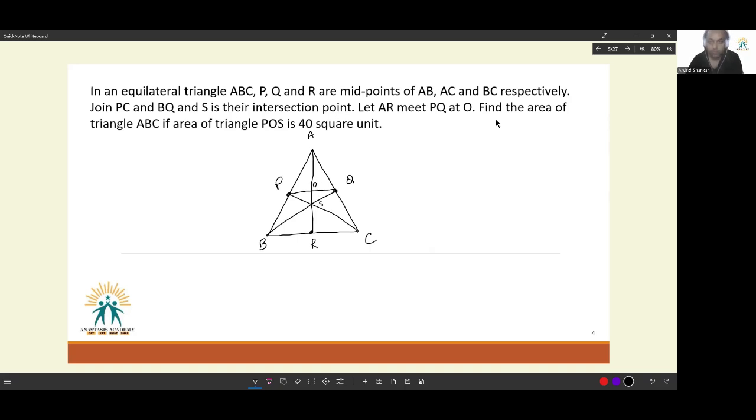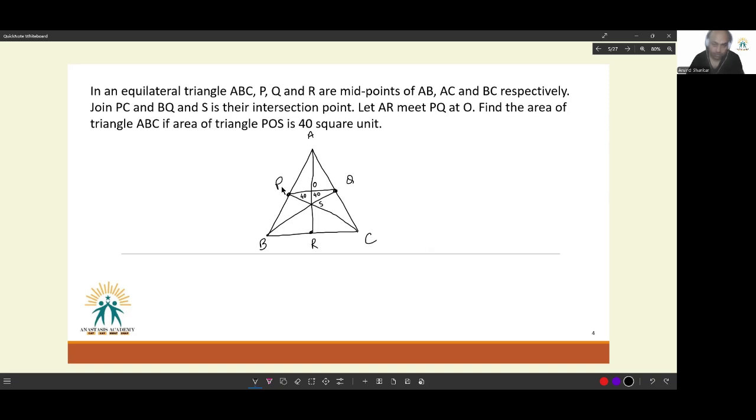This point is O. Find the area of triangle ABC if area of triangle POS is 40 square. If the area here is 40, what is the area of the large triangle? Wonderful. Look at POS and OSQ. They are identical. So the area here will be 40. If POS is 40, SOQ will be 40.